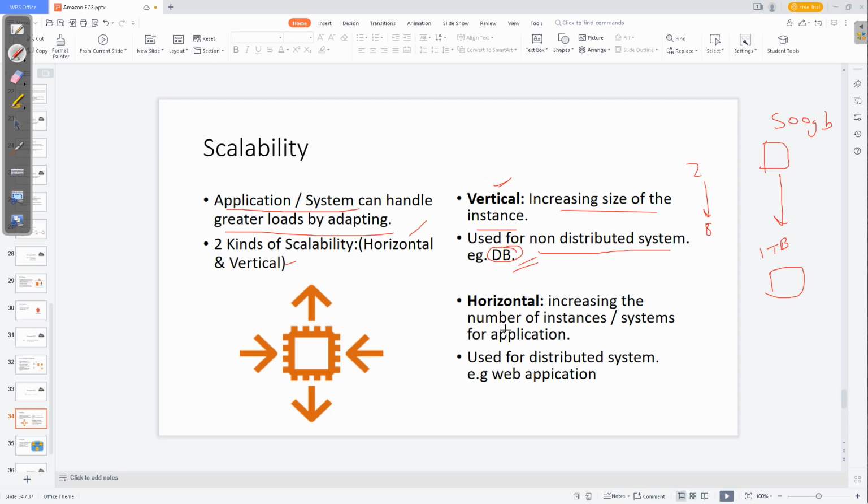For horizontal, we increase the number of instances or systems for the application. This is known as horizontal scaling, and it is for distributed systems. For a web application, if you want to increase its availability, you increase the EC2 instances. Got it? Very simple. Now let's see what availability is.